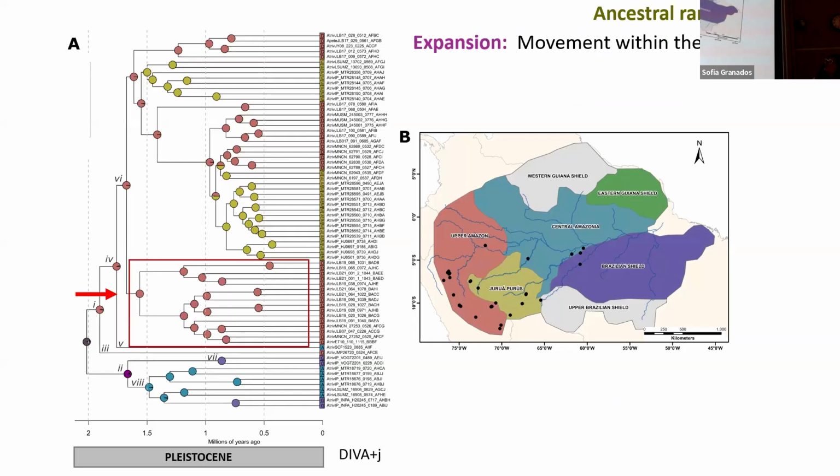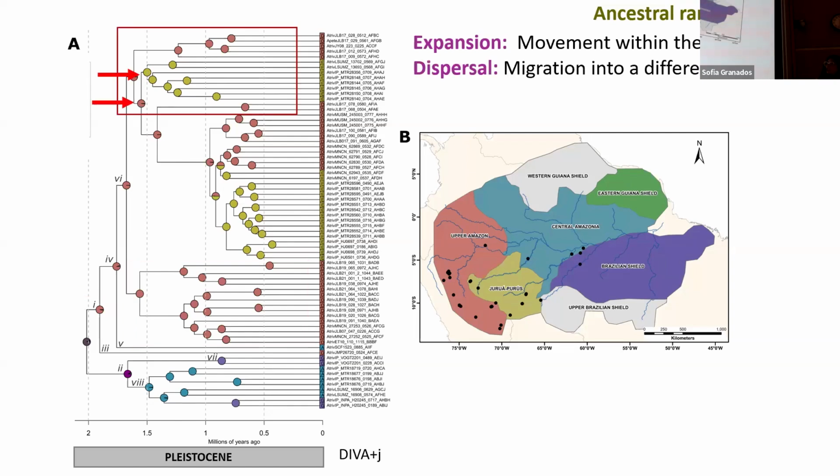So I'm also going to be mentioning some concepts. For example, whenever I talk about expansion, that means that there was movement within the same area or bioregion. For example, here we see that the ancestor right here was estimated to be in the upper Amazon, and then from there it just moved within the same area.